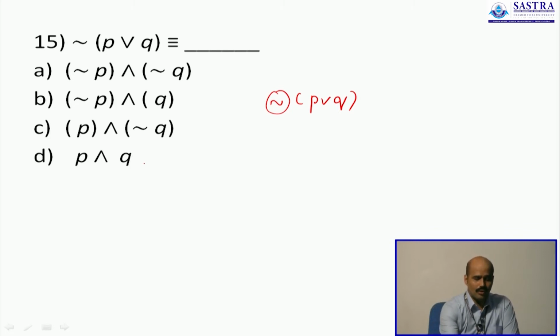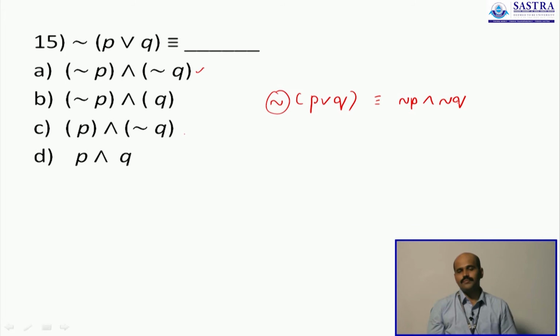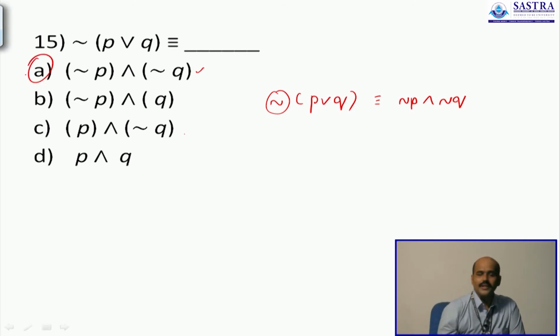Option D talks about the conjunction. Option C talks about another conjunction in which one of the statements is negated. Option B talks about the other version of option C, and option A talks about the negation of both, but they are in a conjunction. And there are two ways to understand which of these options will be right. One is by using De Morgan's law. We have already learned what a De Morgan's law is. The negation of a disjunction is the conjunction of their individual negations. So obviously option A is right.